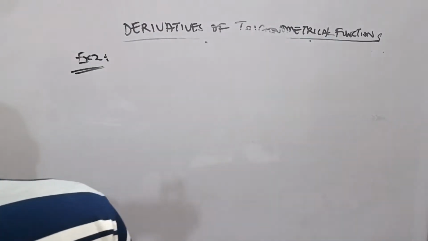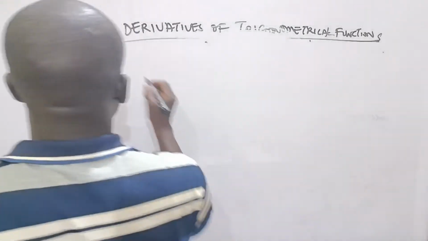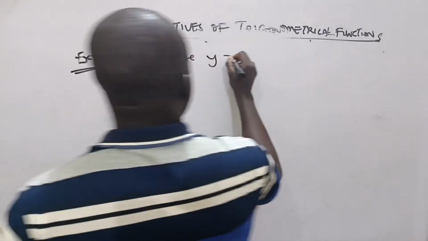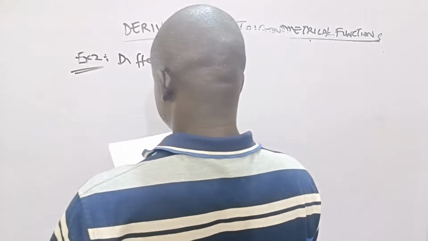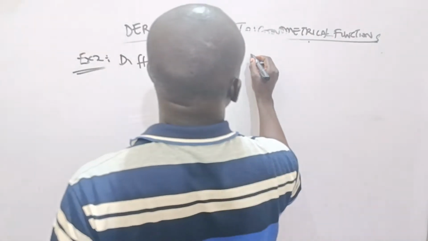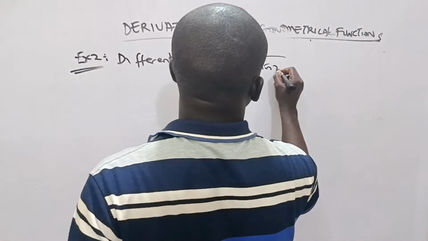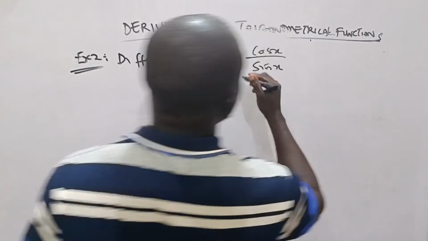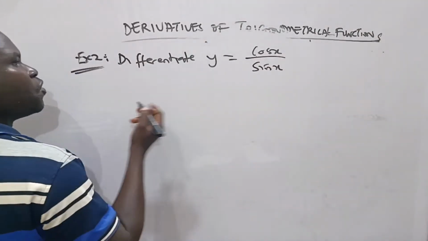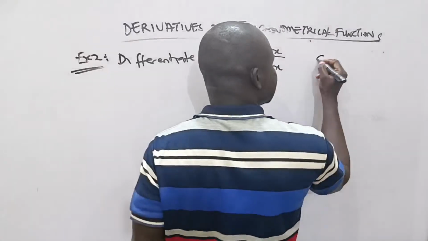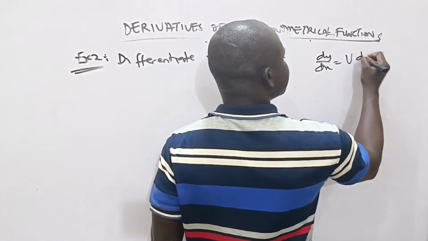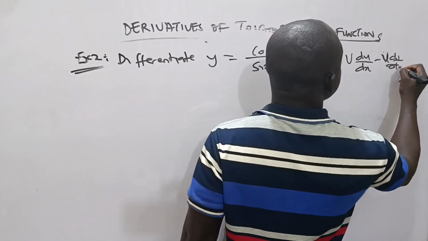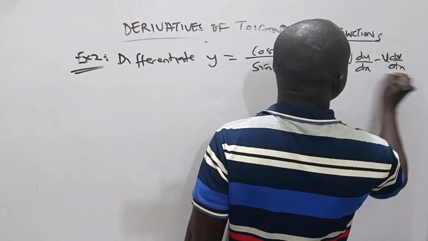So what do we get here? The question says we have to differentiate y is equal to cos x over sine x. So this is in the form of a fraction. Automatically dy/dx will be v du/dx minus u dv/dx, all over v squared.